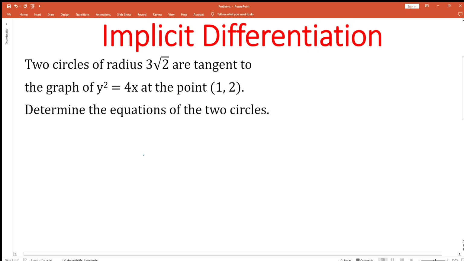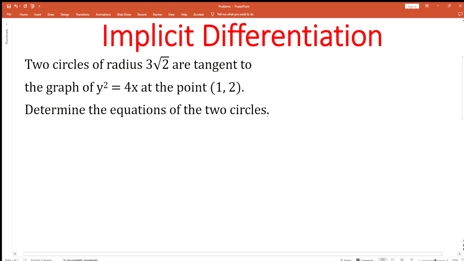In this video, we'll use concepts of implicit differentiation to solve the problem. As per the problem, two circles of radius 3 times square root 2 are tangent to the graph of y squared equals 4x at the point (1, 2). Determine the equations of the two circles.